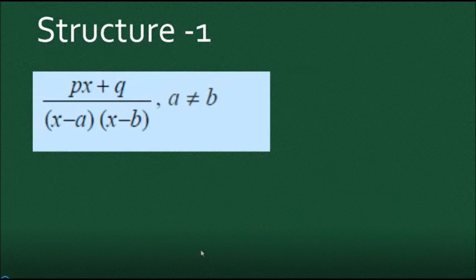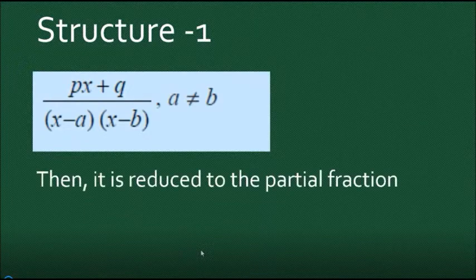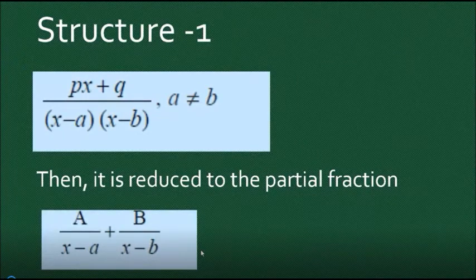First structure: if any function is in the form (px + q) / ((x - a)(x - b)), when this structure exists in the problem, it is to be proceeded in this way. Then we reduce that problem into partial fractions of a/(x - a) + b/(x - b), and we proceed with the problem. Let us do a problem based on structure 1.